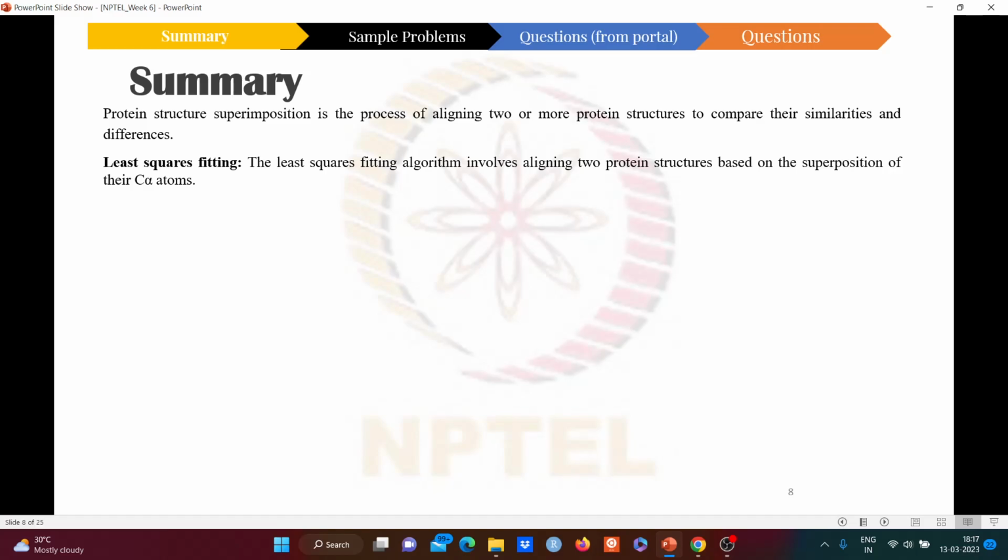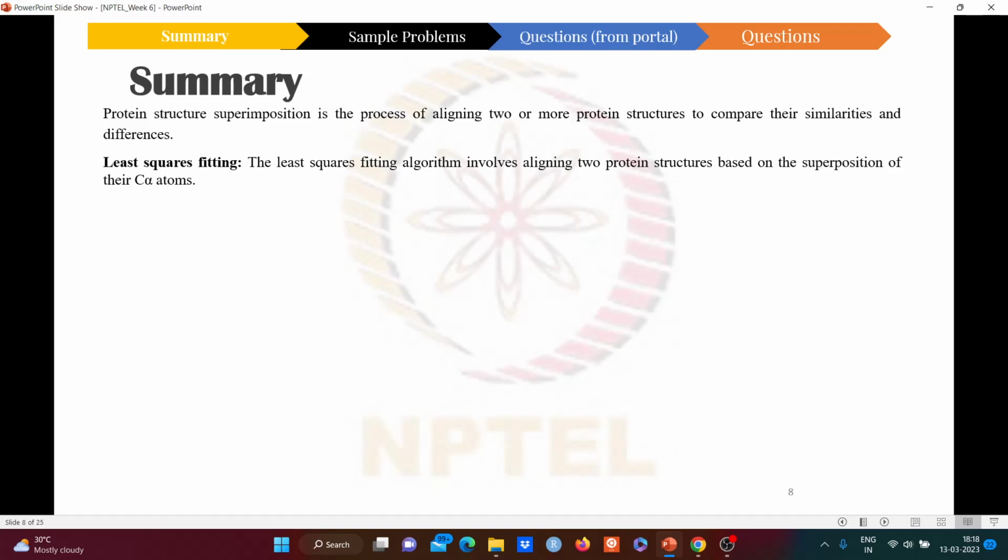Which is a process of aligning two or more protein structures to compare their similarities and differences. There are several algorithms available for performing protein structure superimposition, each with its own strengths and limitations. So here I'll be discussing some commonly used algorithms for protein structure superimposition. First one is the least square fitting method.